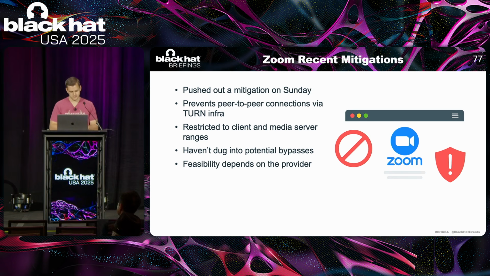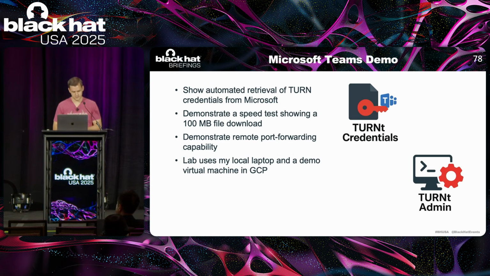And I will say, I did find out on Sunday that they actually pushed a mitigation for this on the Zoom side. I wasn't sure if they would be able to do this or not, just because some providers will use the TURN infrastructure for peer-to-peer communication. But I believe since they were just using it for your web client to communicate with the media server, they were able to modify the way the TURN infrastructure works, so you can only use this to connect to media infrastructure within Zoom. I haven't had time to dig into this yet just because it was a few days ago, but it does still work on Microsoft Teams, which I'll show now.